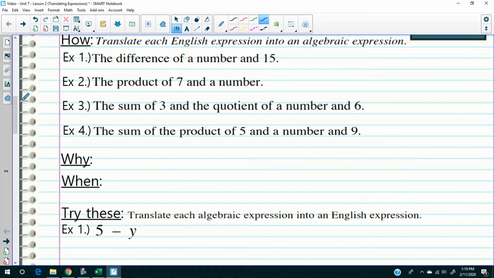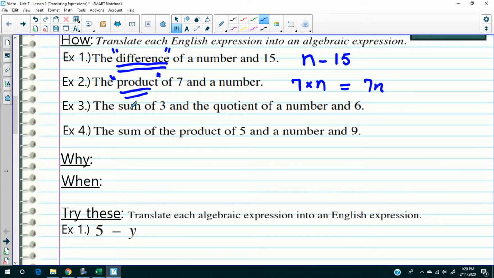So, all right. Now look at the first one. Difference. What operation is denoted by the word difference? Right, subtraction. So the difference of a number and 15, how do you write that? A number, N is a number. The difference between a number and 15. Okay, so that's the expression. Product. What's a product? That's right, multiplication. So 7 times a number. You can write it shorter than that. You can just write 7n.